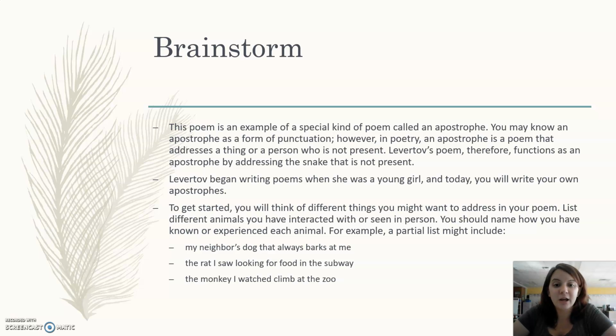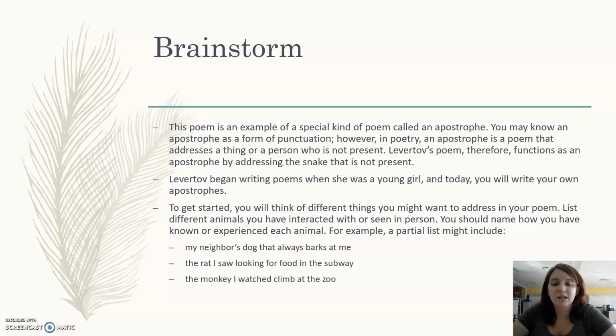To get started, you're going to think about different things you might want to address in the poem. So you're going to list different animals that you've interacted with or seen, and you should name how you've known or experienced that animal. These are some examples. Feel free to use them, but I would like you to be a little bit more creative and see if you can come up with things on your own.